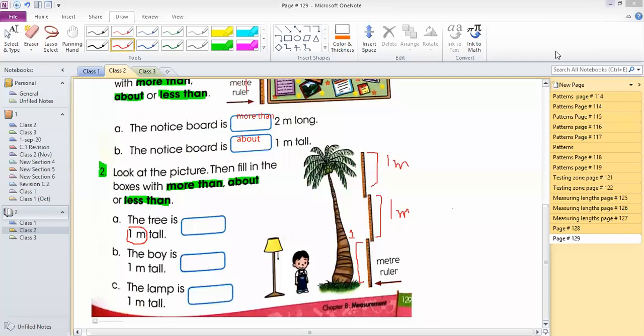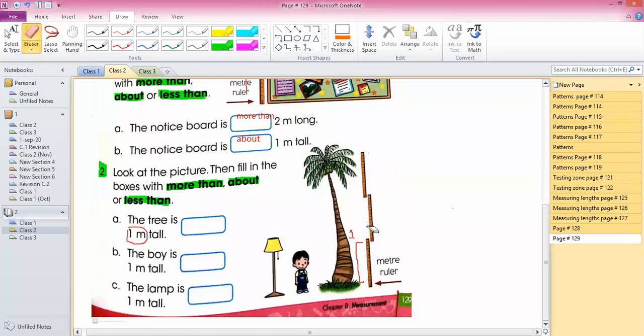So this is the confusion that you are having, guys. Again, I'm repeating. The question is asking that the tree is dash 1 meter tall. 1 meter means forget about these two. Just look at this. What is the height of 1 meter? This is the height of 1 meter. Check. This is 1 meter. Now check. The length of this tree is more than, less than, or about 1 meter.